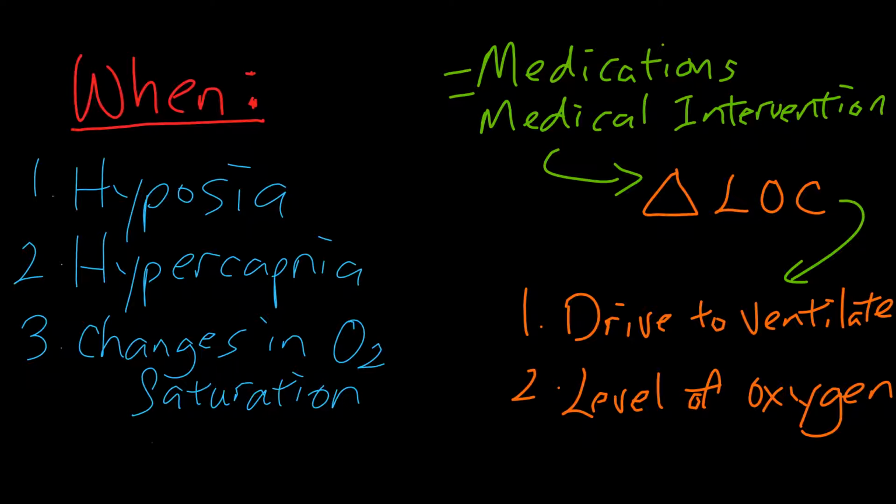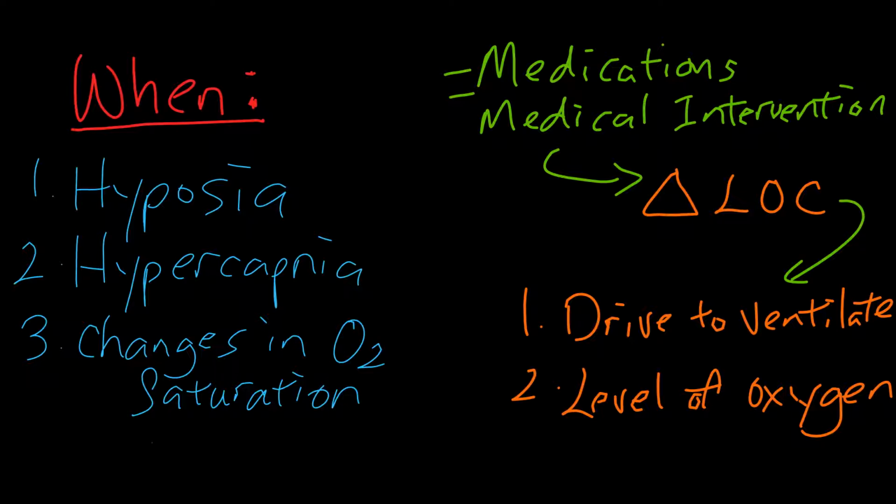So when do we do the ABG test? Well, when there's an indication that our patient may be in a state of hypoxia, meaning the patient could be experiencing a low level of oxygen in the tissue, or two, the patient could be in a state of hypercapnia, meaning a high level of carbon dioxide in the blood, or three, there could be changes in the O2 saturation.